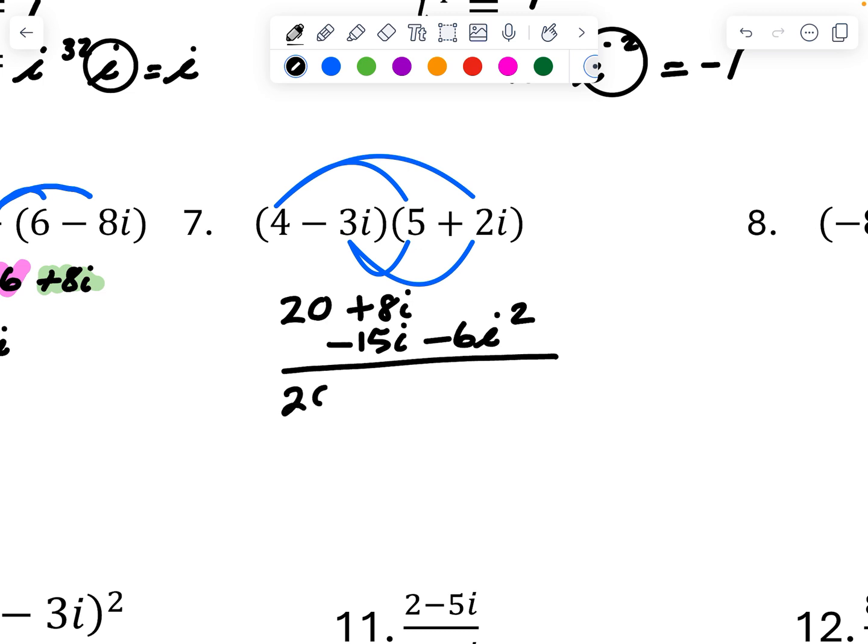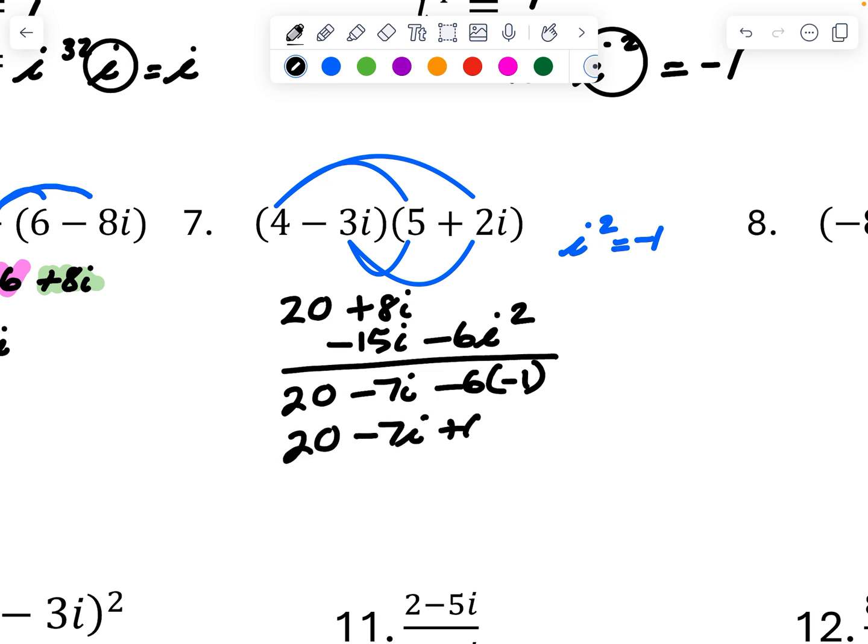So this is 20, 8 minus 15 is negative 7i, and this is really negative 6 times negative 1, because i squared is negative 1. So that really gives me 20 minus 7i plus 6, and 20 is a real number and 6 is a real number, so the final answer is 26 minus 7i.